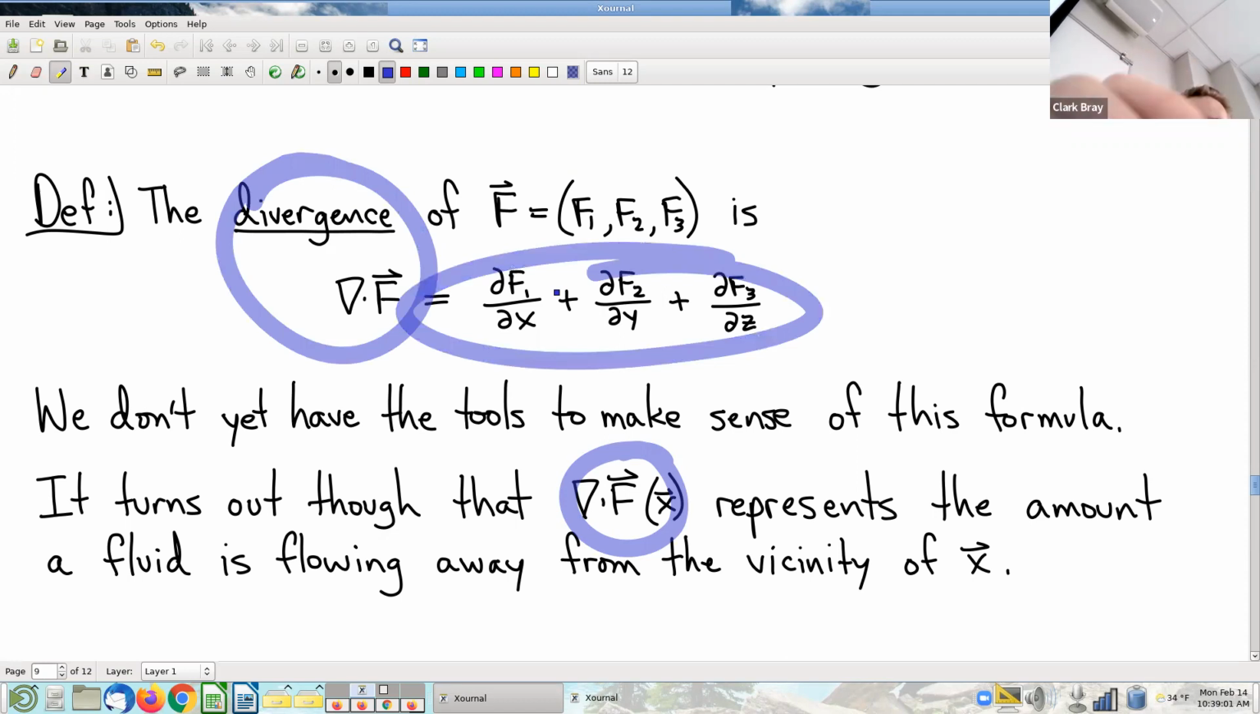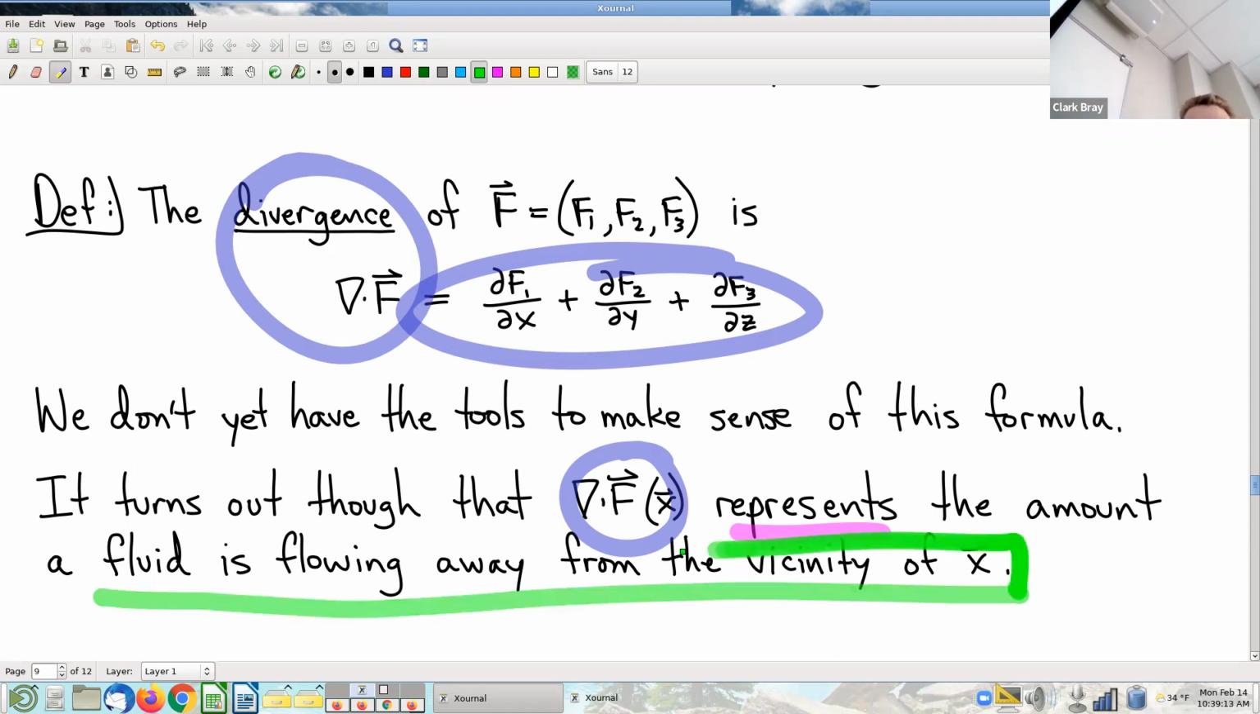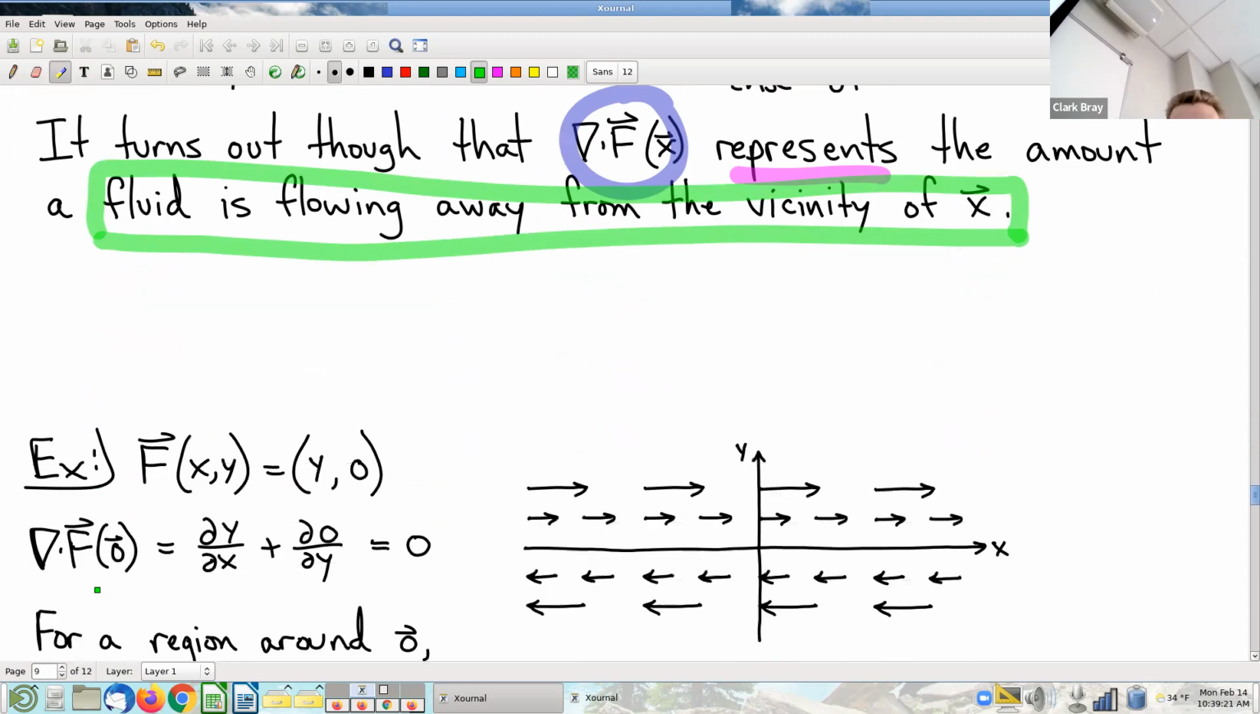What it represents is, well, you've got your vector field. Imagine your vector field as a fluid. Divergence represents how much fluid is kind of generally flowing away from any given point in your domain. And let me draw some pictures here.